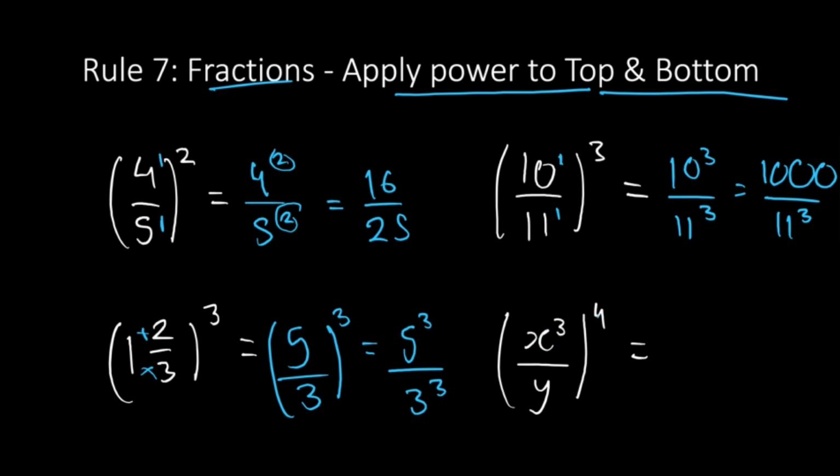For this one, it's easy. Okay, don't get intimidated by this power. Just multiply it like we did before. Use the same method. So 4 times 3 and then 4 times 1. So x to the power of 12, 4 times 3, over y to the power of 4, 4 times 1.